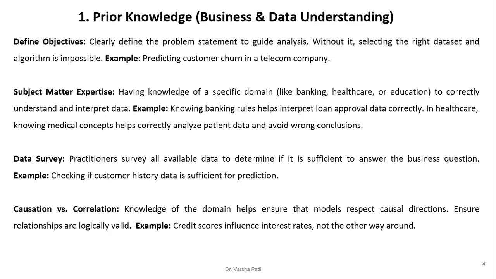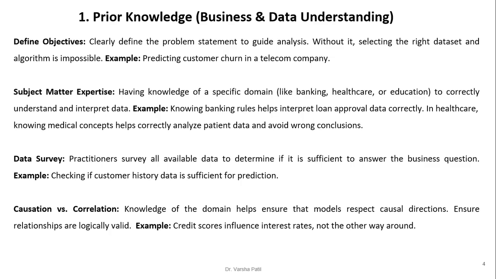Next is data survey. Practitioners survey all available data to determine if it is sufficient to answer the business question. For example, checking if customer data history is sufficient for prediction or not. Then causation versus correlation. Knowledge of the domain helps to ensure that models respect causal directions, ensures relationships are logical and valid. Example is credit score influences interest rate, not the other way around.